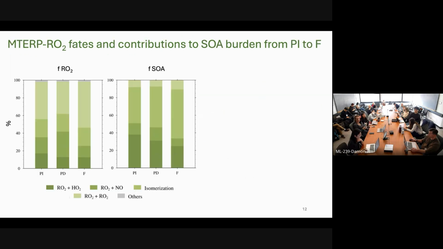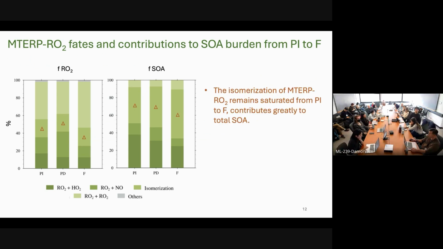Again, let's look at the RO2 fate and contribution to SOA burden here. These are similar plots, but just showing different time periods. So first, still for isomerization, on the RO2 fate plot on the left-hand side, we see that isomerization contributes quite consistently, about 20% to the total RO2 fate. That means it stays saturated from the pre-industrial to the future, and also its contribution to the total SOA is quite significant, as shown on the right.